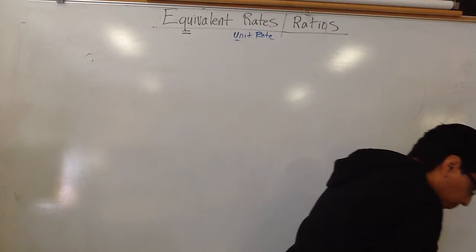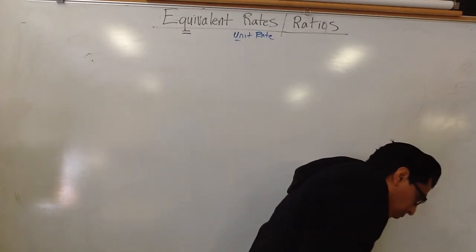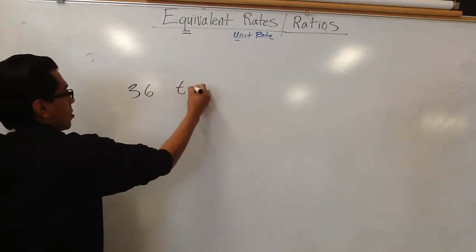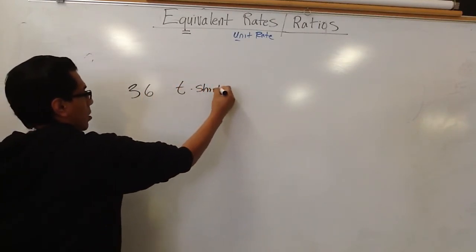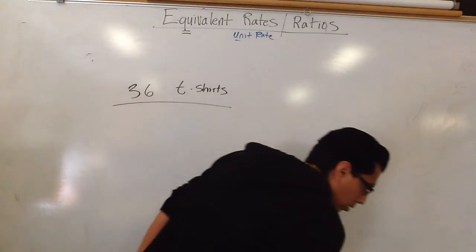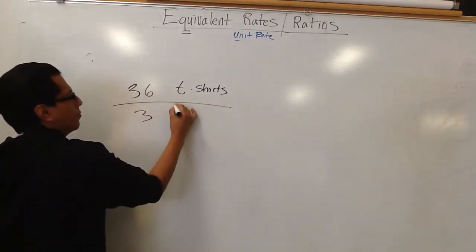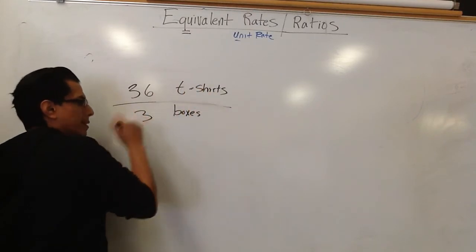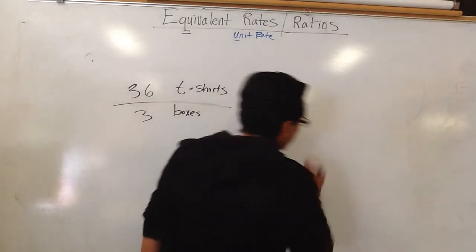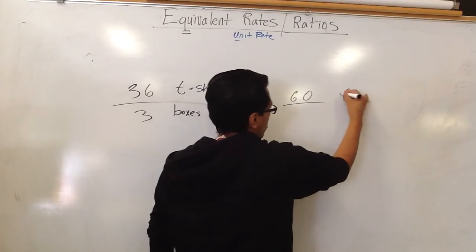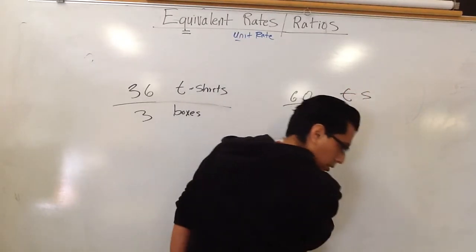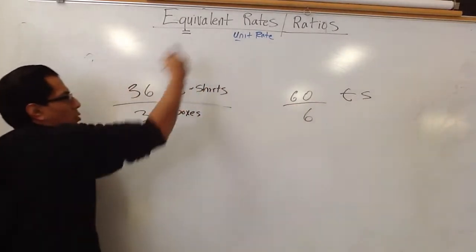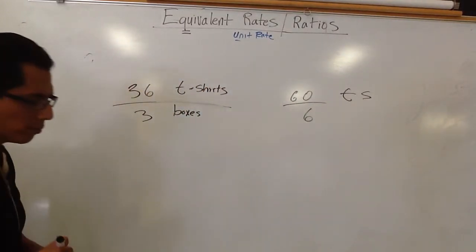All right, so try this one at home. 36 t-shirts in 3 boxes. Okay? Is that equivalent to 60 t-shirts in 6 boxes? Try, are those equivalent using the unit rate method? Take them down to 1.